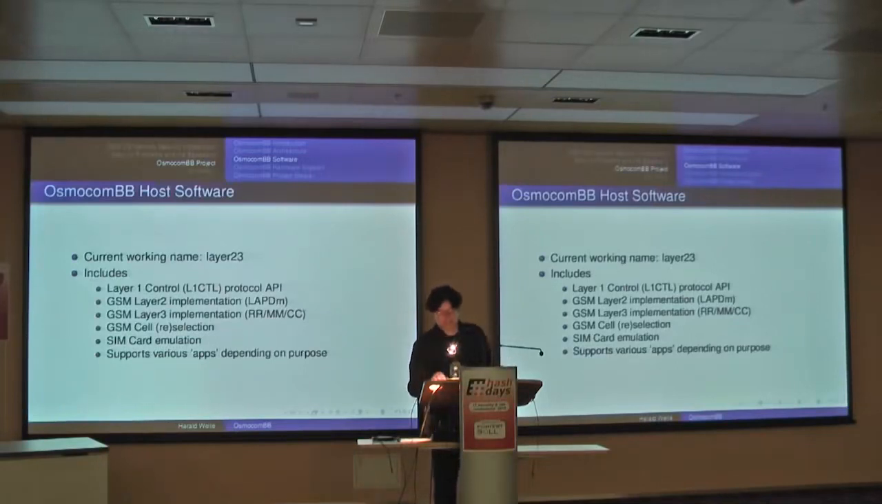All the communication that we send between the phone and the host PC on this layer one control interface gets dumped as an IP multicast packet out of the host software, and we have written Wireshark code, which is already in Wireshark mainline right now, so you can see all the GSM protocol decoded in Wireshark that goes between the radio interface and your phone.